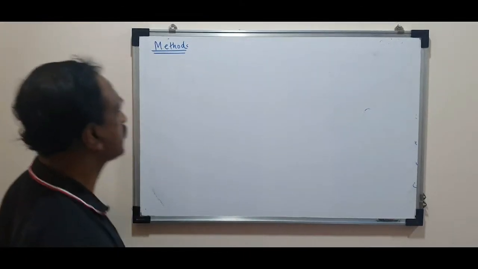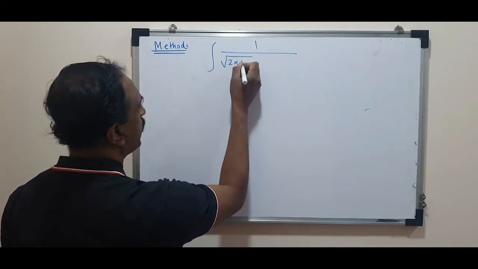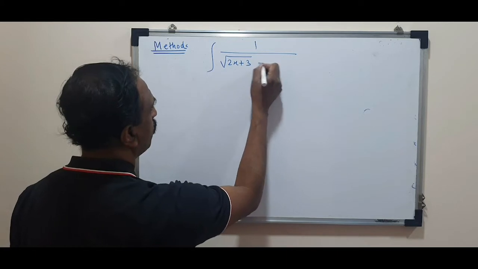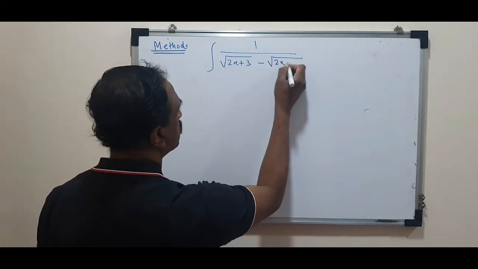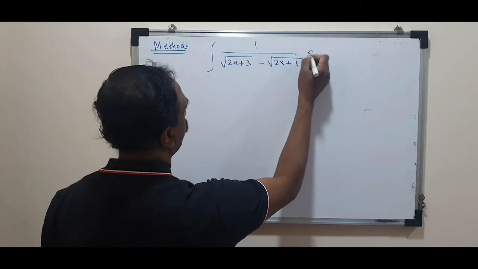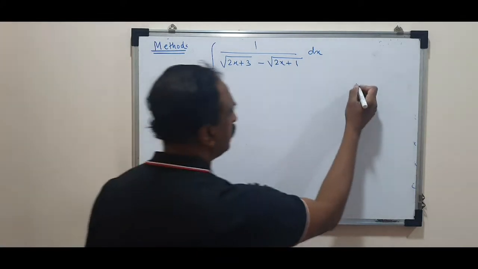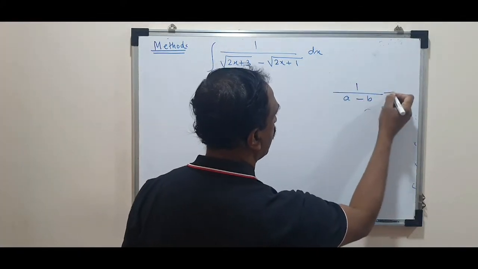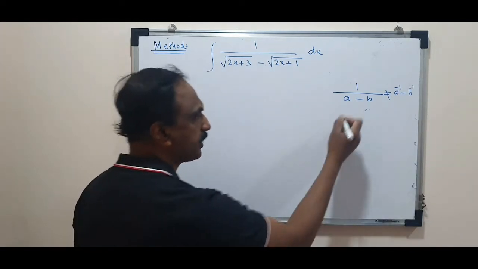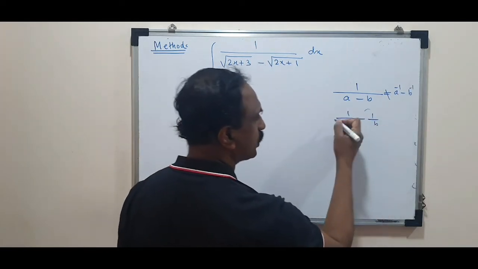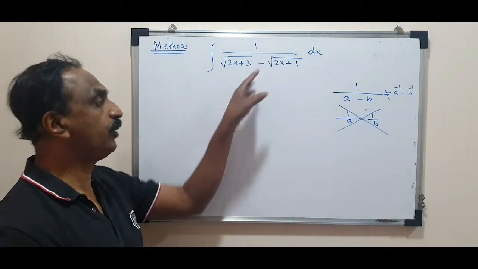What will you do in this case? Integral of 1 upon root of 2x plus 3 minus root of, let's say, 2x plus 1. Because of the minus sign, 1 upon a minus b cannot be written as a raised to minus 1, b raised to minus 1. This is foolishness. You can't separate this as 1 by a minus 1 by b. This is wrong. So you cannot separate this because the sign is in the denominator.